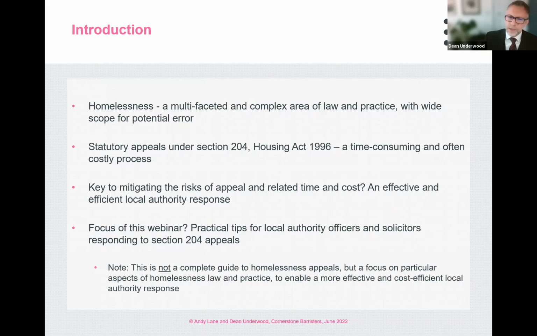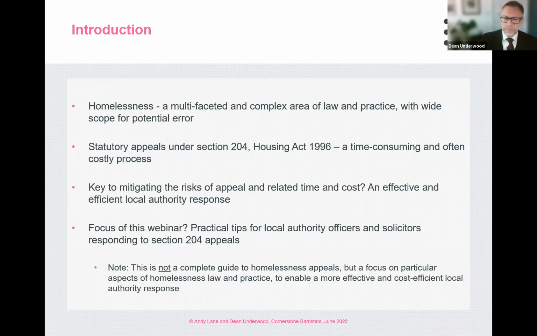So what is the key to mitigating the risks of Section 204 appeals and the time and cost related to them? Well, the short answer is an effective and efficient local authority response. So the focus of this webinar, as the title will no doubt have given you the clue, is practical tips for local authority officers and solicitors when responding to Section 204 appeals.